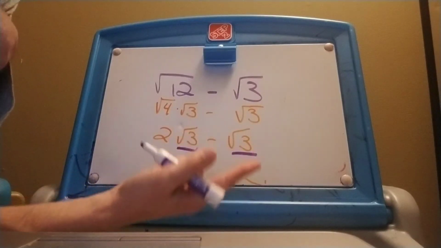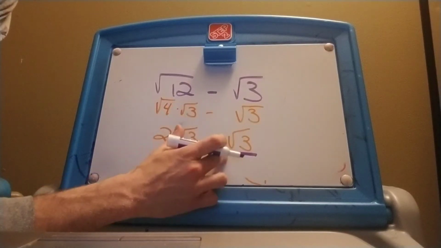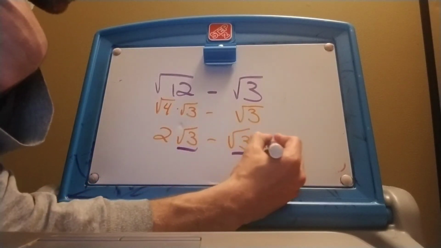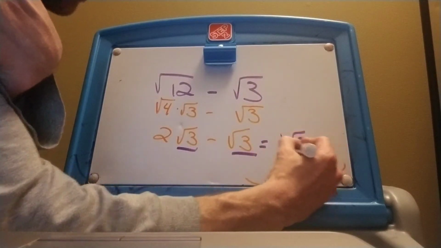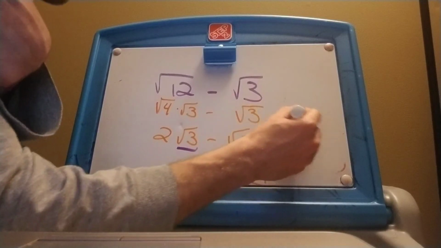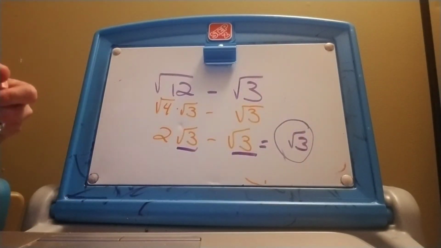Just like with variables, if there's no number in front, that means there's really an invisible 1 here. So this is 2 radical 3 minus 1 radical 3. I'm just going to get 1 rad 3 as my answer. And you don't even really need to write the 1. You could just write rad 3 if you want, just like you can write x instead of 1x. Same logic, same line of thinking.